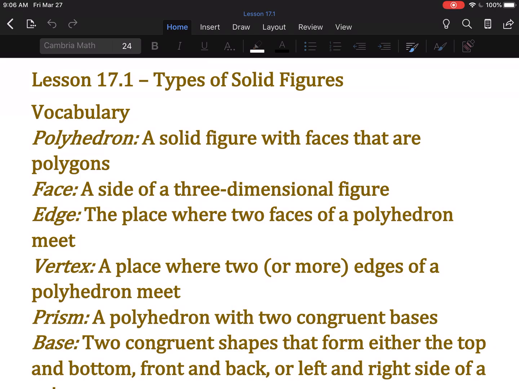That would be a prism whose 2 bases are pentagons, meaning it's a 5-sided shape on the 2 bases, and there are 5 rectangles connecting them. And we could scale up from there. Hexagonal, meaning hexagon bases, 6-sided bases, 6 rectangles connecting, and so on and so on and so on.